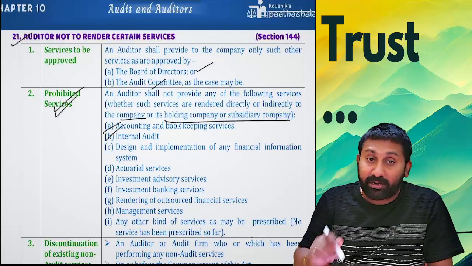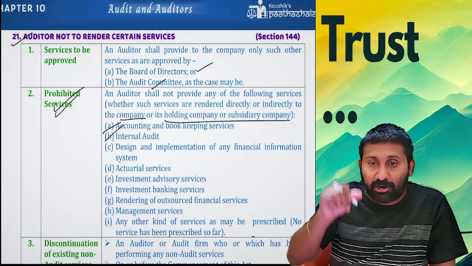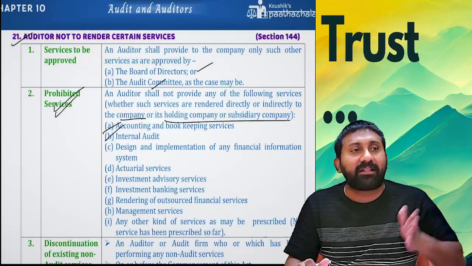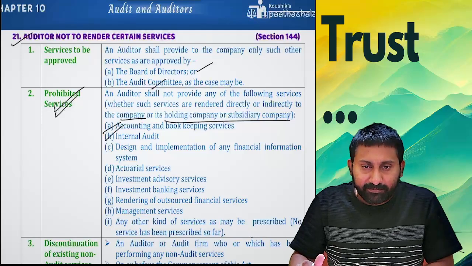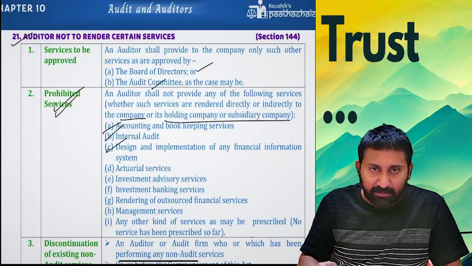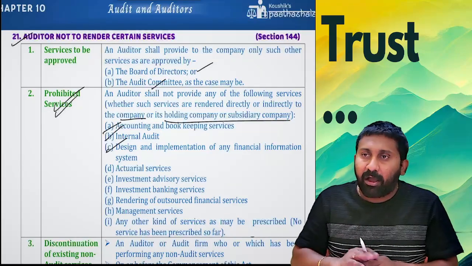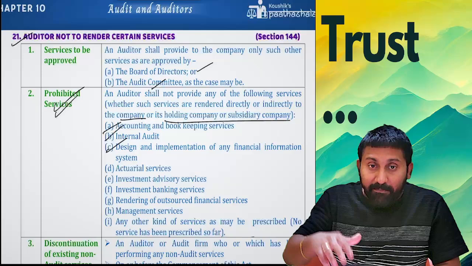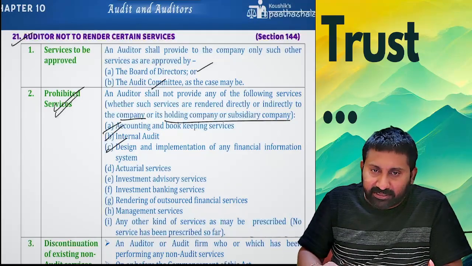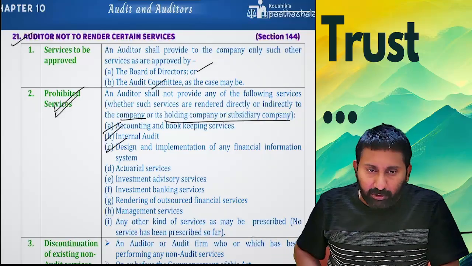Next, internal audit. One of the duties of the statutory auditor is to comment on the internal controls. If I am the internal auditor and I am the statutory auditor, why will I tell that the internal audit department is bad? Okay, next, design and implementation of any financial information system. Simply, SAP or an ERP package, if I am developing that, then I am only implementing the financial information systems. Why will I comment that those are bad? Again, this is also related to internal controls.